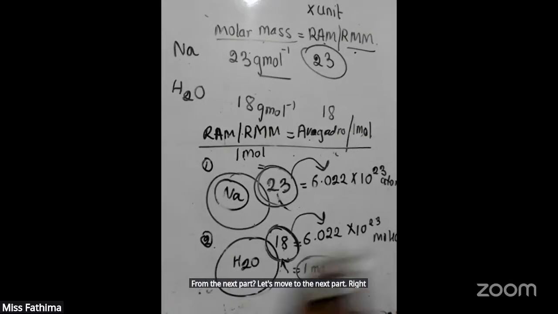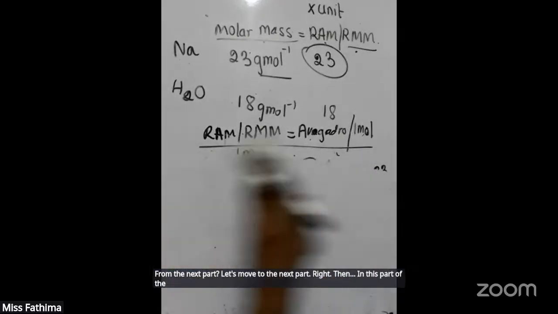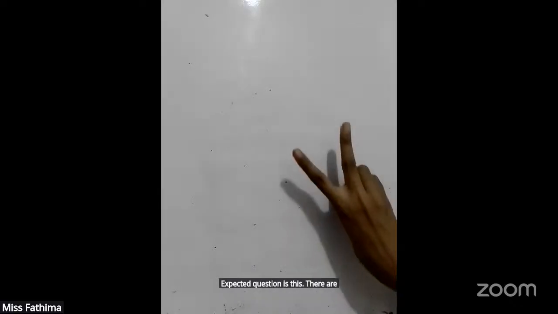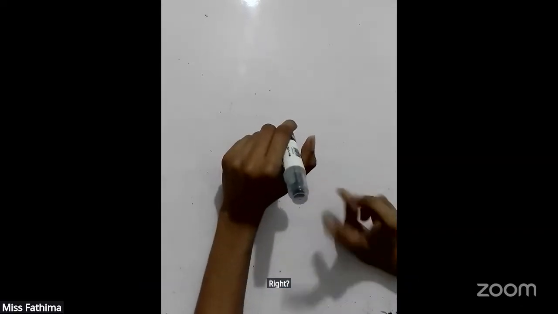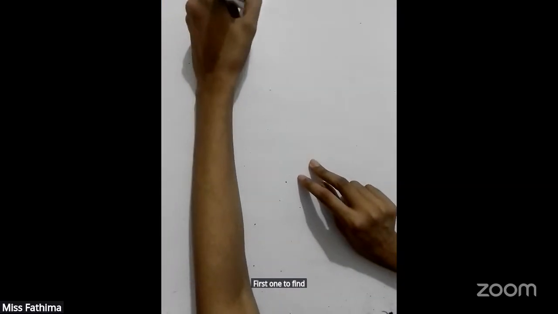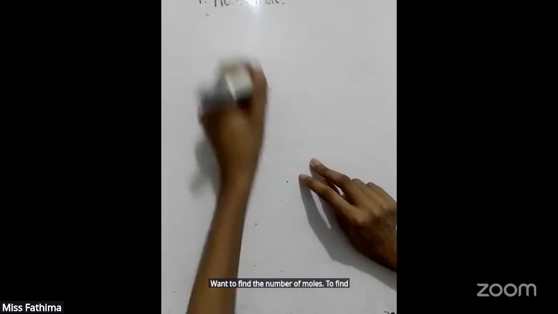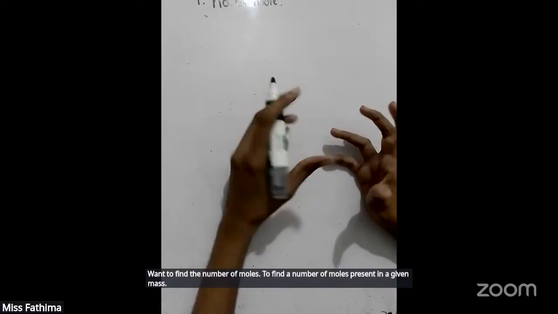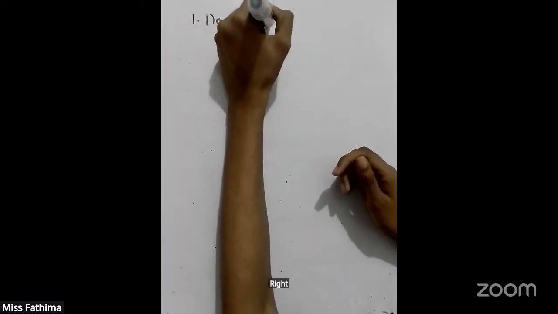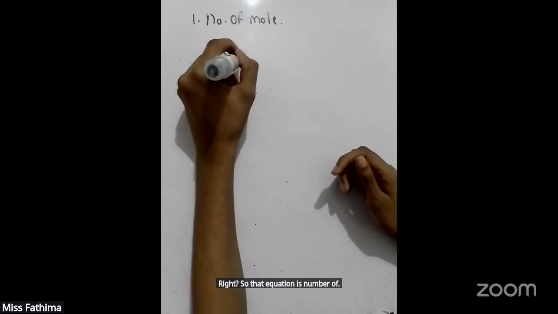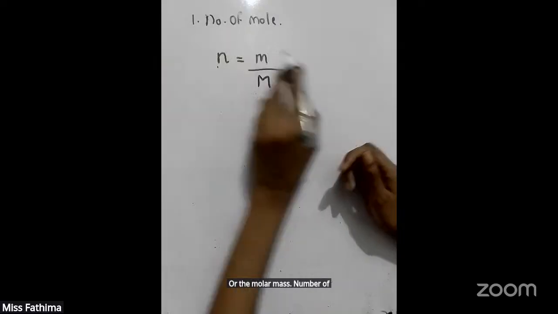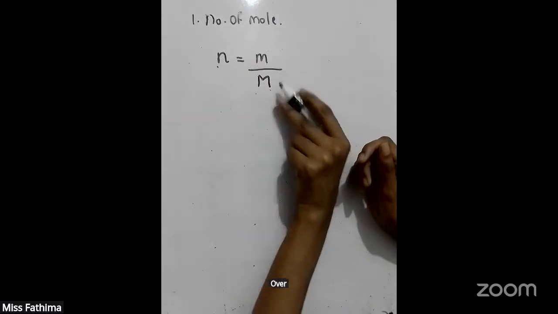Right. Then in this part of the lesson, the most important thing and the most expected question is this. There are two main equations that you have to study. The first one is to find the number of moles present in a given mass. Right. So that equation is number of moles equals mass over molar mass. Number of moles equal to mass over molar mass will give you the number of moles.